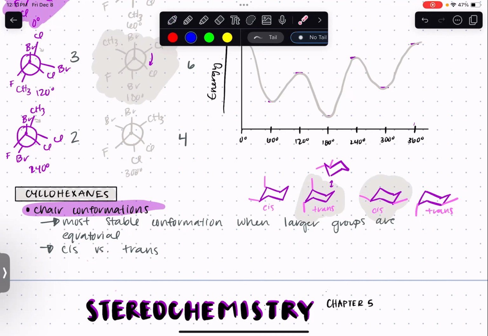So you can think of it as like the equator. The equator goes all the way around the middle, but it's horizontal, whereas axial is straight up and down, vertical. So that's where we can see this is axial, whereas this is equatorial because it's going out horizontal.